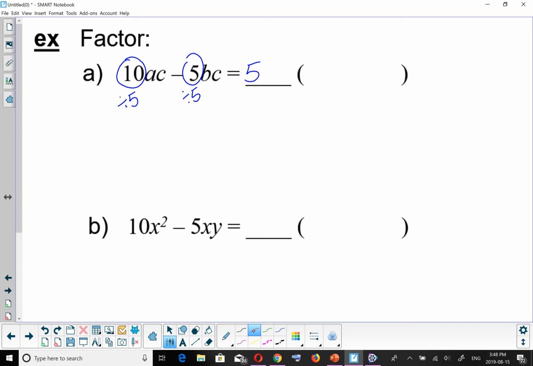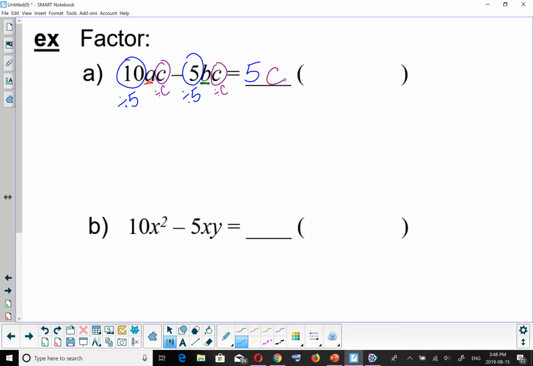Next, I'm going to look at the letters in each term. So in the first one, I have an A. In the second one, I do not have an A. Okay, I have a B. Fine. That's all well and good, but they're not common. They're not like. So I'm going to keep going and look at, okay, I do have a C in both. Great. So in a similar fashion, technically what that means is I'm going to divide out the C. To show that it's been divided out, I'm going to write it in front.